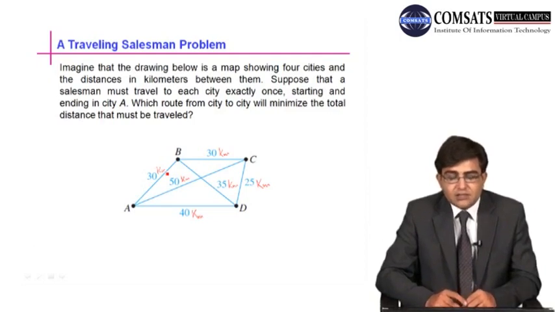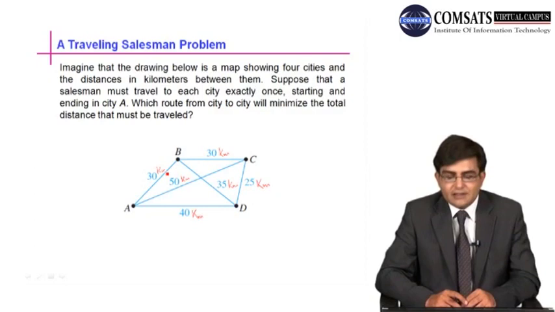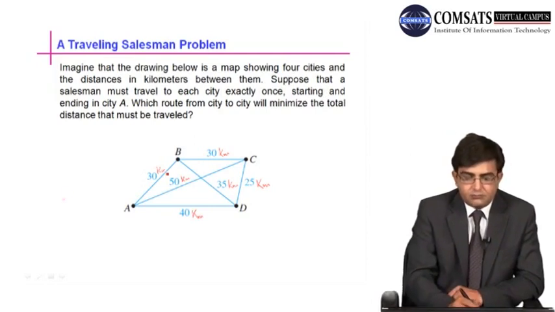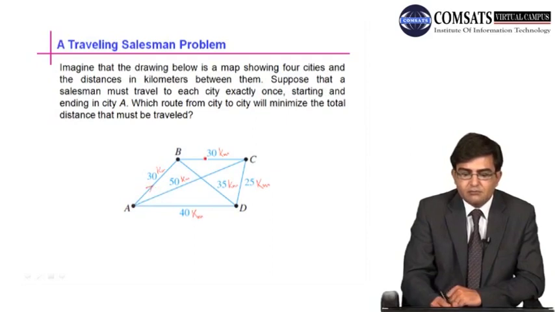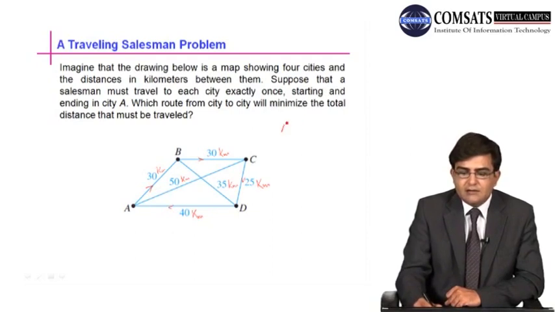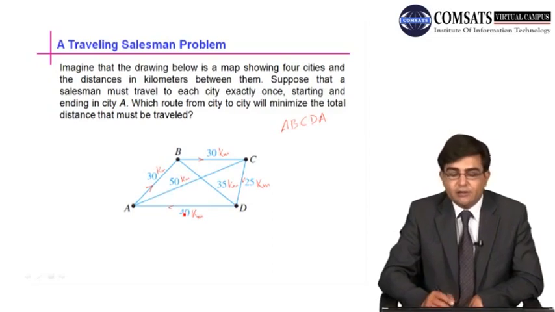So we have to construct a Hamiltonian circuit here in this graph, which uses all the vertices exactly once and edges also, so that the cost will be minimized. So he can use this path from A to B, B to C, C to D, D to A. So this is A, B, C, D, A. This is one example of a Hamiltonian circuit.